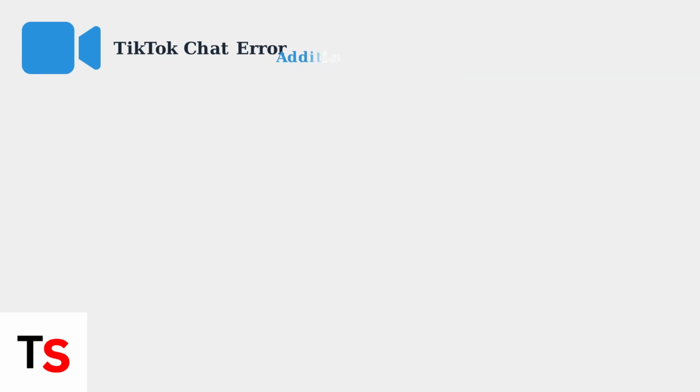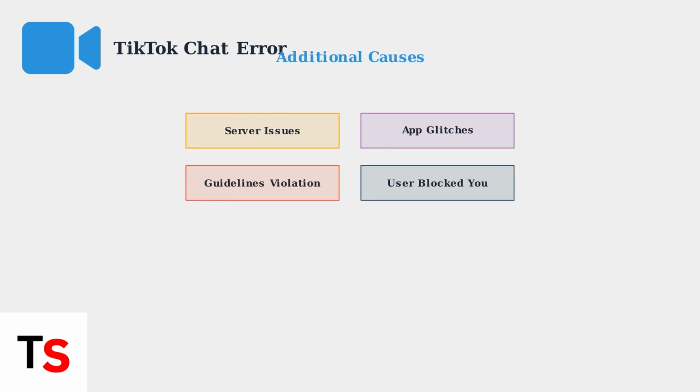Other causes include server issues, app glitches, community guideline violations, or being blocked by the user. These technical and policy-related factors can also prevent messaging. Understanding these various causes helps identify why the chat error occurs. Each factor requires different approaches to resolve, which we'll explore in the troubleshooting section.